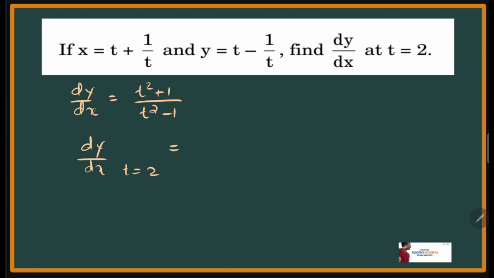Therefore dy by dx at t equal to 2 is equal to, we will substitute t equal to 2 in the dy by dx. So t square plus 1 becomes 2 square plus 1 divided by t square minus 1, that is 2 square minus 1. This is equal to 2 square is 4, 4 plus 1 is 5, divided by 2 square minus 1 is equal to 3. So dy by dx at t equal to 2 is equal to 5 divided by 3.